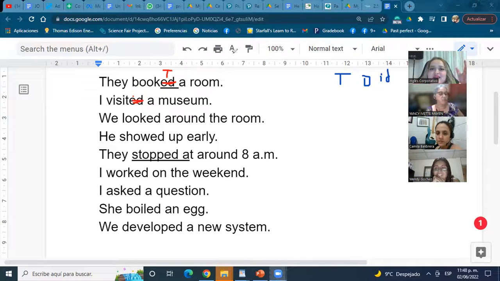Finishing T or D. Visited. Then you add the extra syllable. Solo ahí, no siempre como lo estábamos haciendo. Okay. Look, visited. The last sound of look is K. Sí. It doesn't vibrate, so it's going to be T.